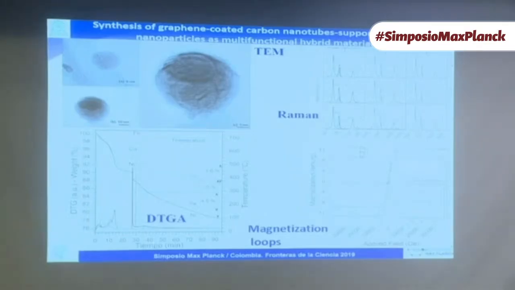In our first work, we developed this nanohybrid and characterized it from the material point of view. In this TEM image, you have the carbon nanotubes here, the iron nanoparticles, and the graphene covering the iron nanoparticles. We also performed differential thermogravimetric analysis to study the composition of the hybrid, and Raman spectroscopy to check that the graphitization process is not changing as we were assembling the hybrid, and also magnetization loops to demonstrate our hybrid has magnetic properties.